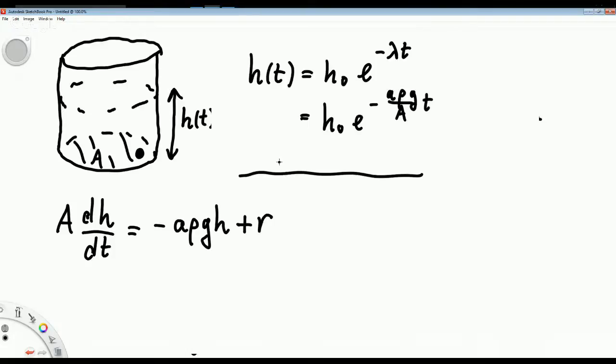The first subsection, the sub-question in part B, asks: what is the equilibrium height of fluid in the tank at long times? Okay, so you can imagine the sort of physical situation.